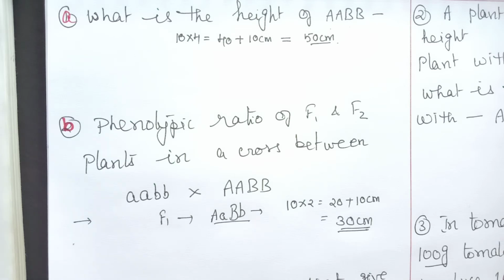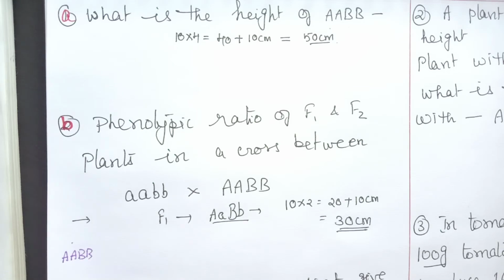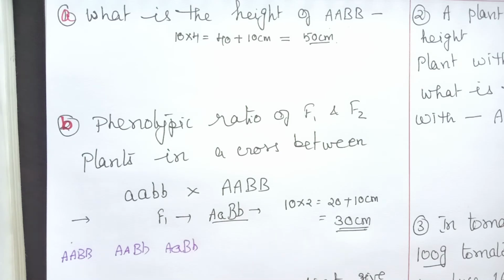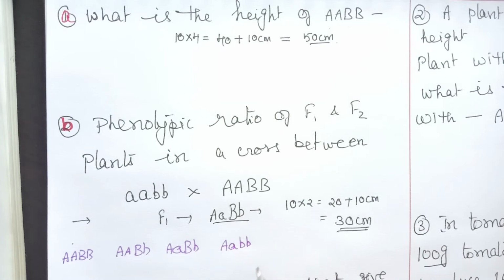So now in the F2 generation, we can find different types of genotypes. Let us see what are the different genotypes we can expect here in the F2 generation. First genotype we can expect this. Second genotype, we can expect this. Third genotype, this is how we can expect, and fourth genotype, this one, and last genotype, this one.